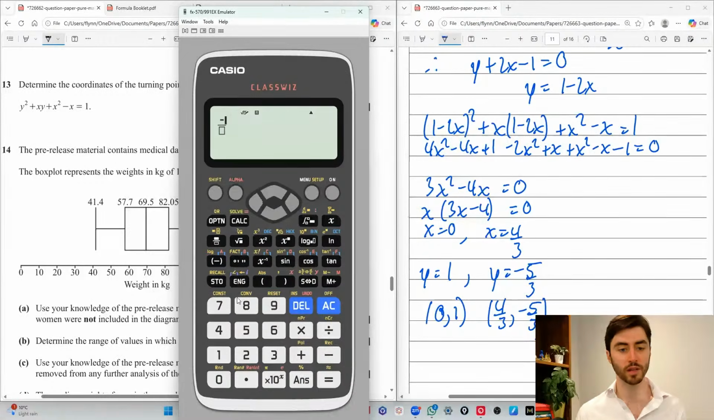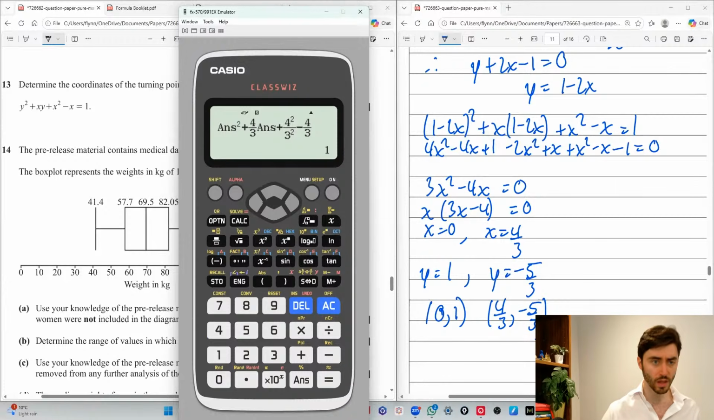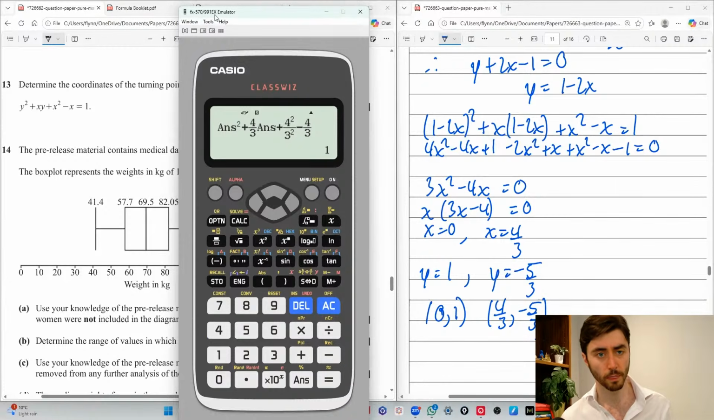Now, this y is sufficiently complicated. I'm going to substitute this in using the answer button. So answer squared plus x answer plus x squared minus x equals 1. Okay, so those points definitely lie on the curve.